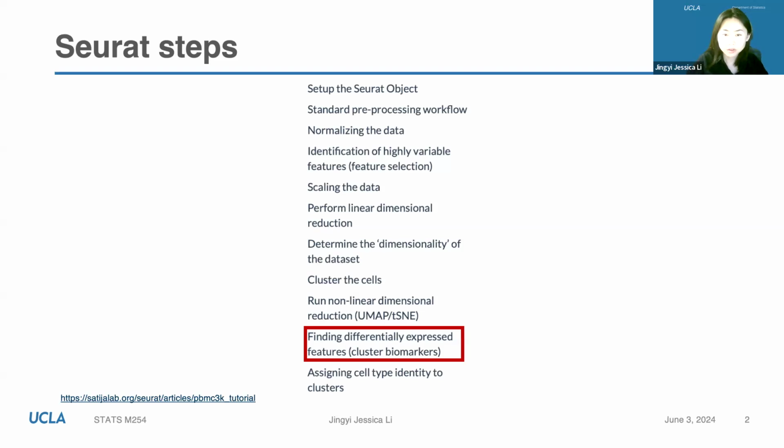Okay, finally, what we have so far is that we have obtained the cell clusters and we have seen them in 2D. And then the last step is to find some marker genes for the cell clusters, then we can annotate the cell clusters as some cell types. This is what you will do in your final project. And for this marker gene part, we talk about differential expression, which is widely used in bioinformatics. How do you find differentially expressed genes or differentially expressed features between two samples or here between cell clusters?